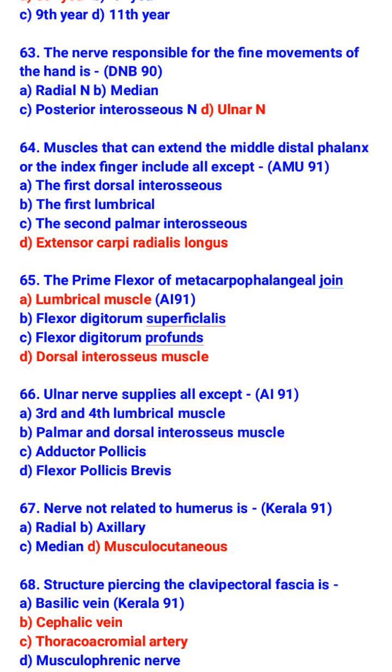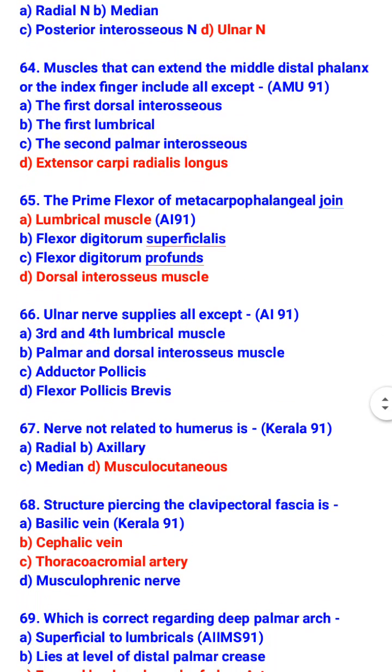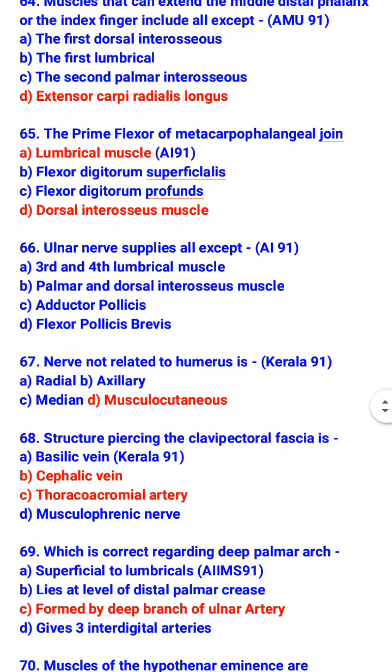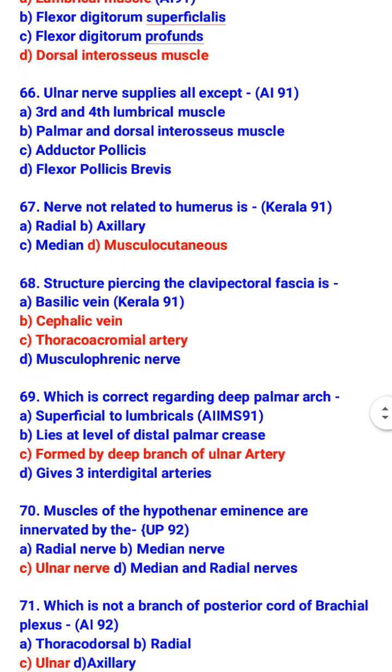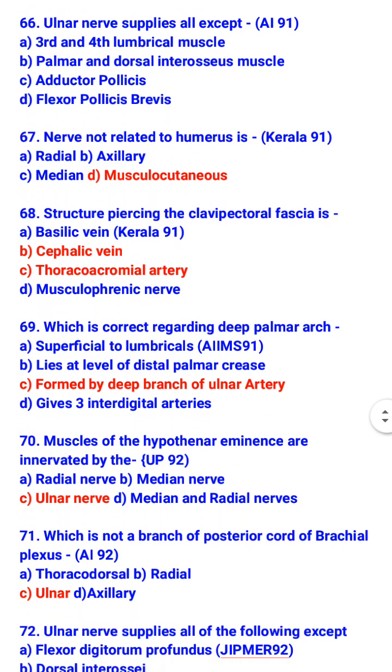The prime flexor of metacarpophalangeal joint is lumbrical muscle and dorsal interosseous muscle. Ulnar nerve supplies all except. Nerve not related to humerus is musculocutaneous. Structure piercing the clavipectoral fascia is cephalic vein and thoracoacromial artery.